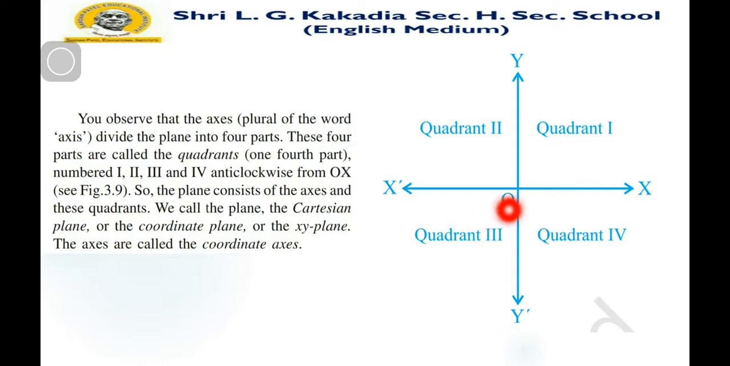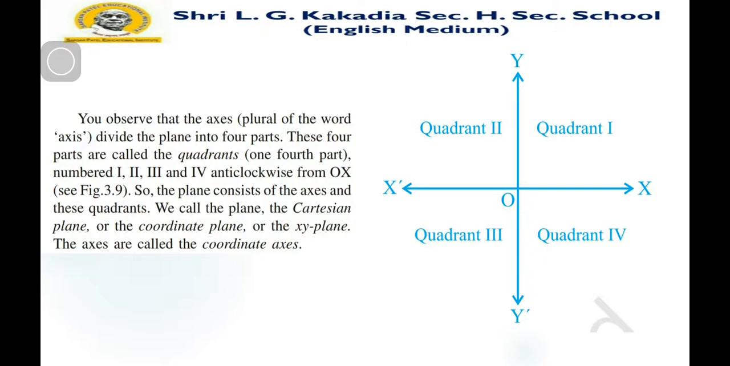If we draw two lines such as given here, then the plane, we call it the Cartesian plane or the coordinate plane or XY plane. The axes are called the coordinate axes. So if we draw two lines as given here, intersecting at one point and both perpendicular, then this plane is called the Cartesian plane or coordinate plane or XY plane. And the axes of both lines are known as coordinate axes. So it is a Cartesian plane.